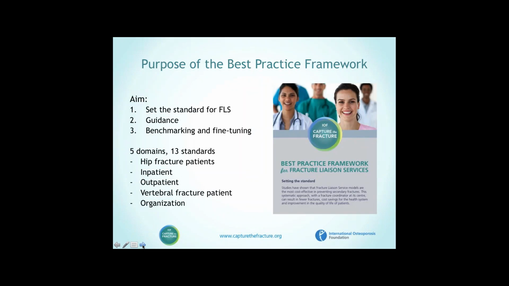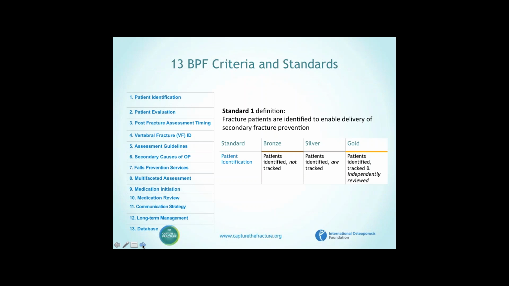To address all of these complex issues, we have applied 13 standards or criteria for fracture liaison services across 5 domains. I'll now go through each of the 13 standards and then go through the 5 domains later. The first standard is patient identification. Each criteria is divided into a bronze, silver, and gold standard.